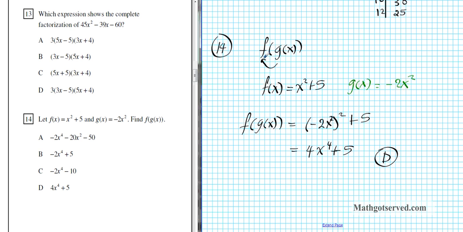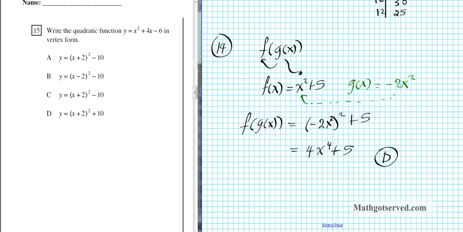So f of g of x simply means you substitute g into the x's in f. This was the x for f, so we just took negative 2x squared and substituted it into the x. That's how we got this expression right here. All right, let's take a look at question 15.